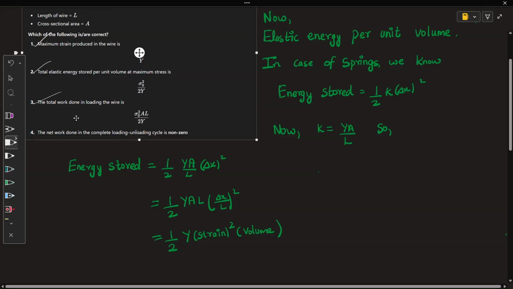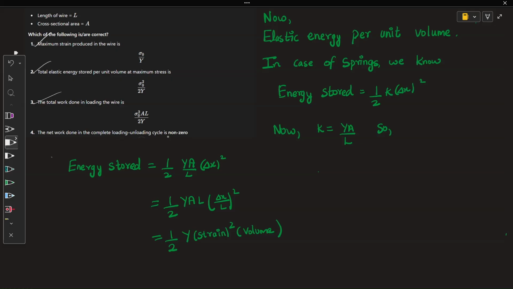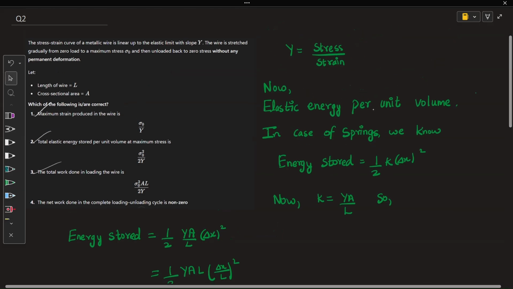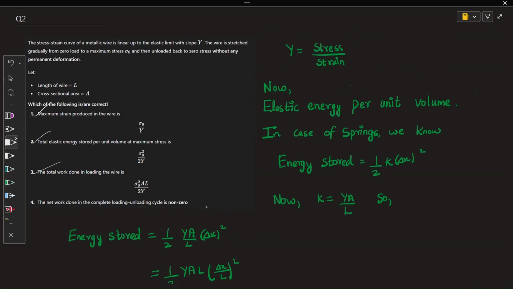So third option is also right. What about the fourth option? The net work done in complete unloading and loading cycle is non-zero. This is a wrong statement because once you remove the load, when this particular wire is in elastic limit or the proportionality limit, it will come to the same state as before. So there is no loss of energy. So the net work done is supposed to be zero. So this is not the correct option.